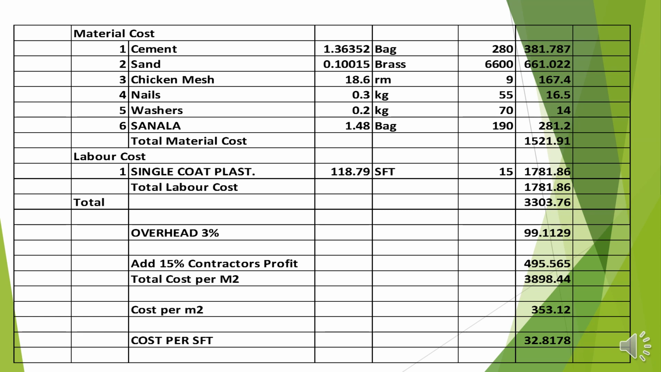So hence total labor plus material cost will be 330.76. Overhead 3% will make 99.1129. 15% contractor profit will make 495.565. So the total cost of the thing comes around 3898.44. Hence cost per square meter will be 353.12. Cost per square feet 32.81, let's say 33.